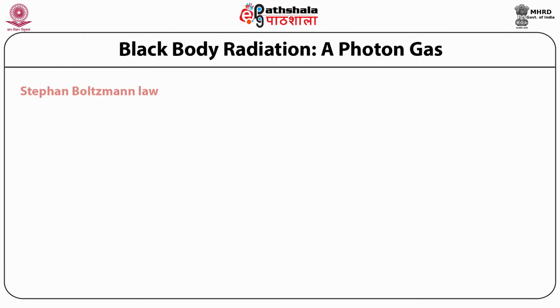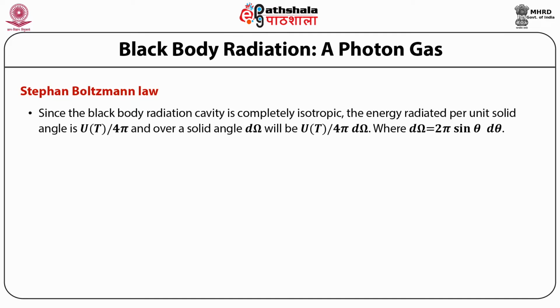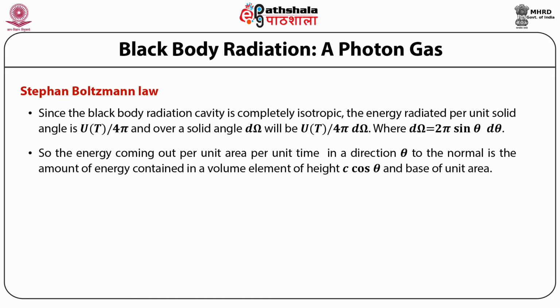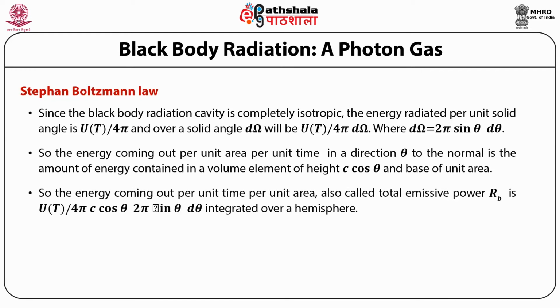Now let's look at the Stefan-Boltzmann law. Since the blackbody radiation cavity is completely isotropic, the energy radiated per unit solid angle is u(T) divided by 4 pi, and over a solid angle d omega will be u(T) upon 4 pi multiplied by d omega, where d omega is equal to 2 pi sine theta d theta. So the energy coming out per unit area per unit time in direction theta to the normal is the amount of energy contained in a volume element of height c cos theta and base of unit area. So the energy coming out per unit time per unit area, also called the total emissive power R_b, is u(T) upon 4 pi times c cos theta times 2 pi sine theta d theta, integrated over the hemisphere.